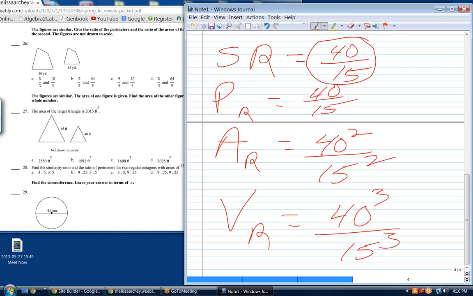Okay, that's all you need to know for these kind of problems. And it doesn't matter whether it's a quadrilateral, a trapezoid, a pentagon, a triangle, a circle, anything. When you go from linear to area, you have to square both top and bottom. When you go from linear to volume, you have to cube top and bottom.